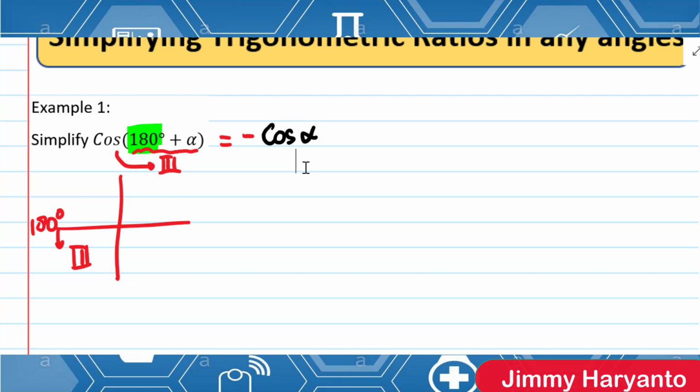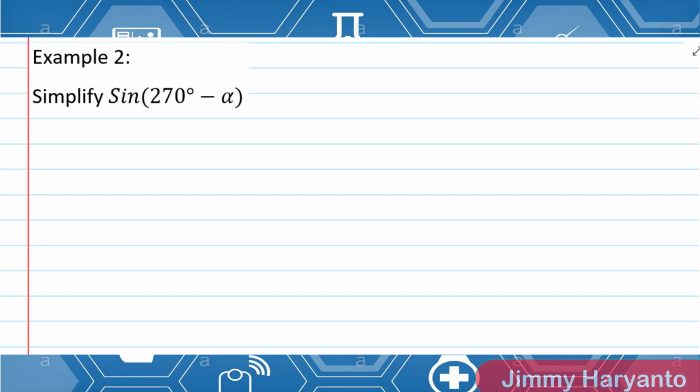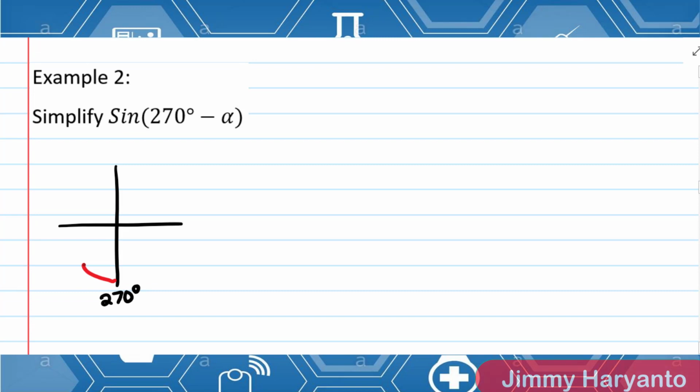Yeah, next one, simplify sine 270 minus alpha. Take a look at the quadrant. 270 is right here, and then minus means go backwards. Yeah, backwards means clockwise, so it will be go there, and the quadrant will be quadrant 3. This one is quadrant 3.